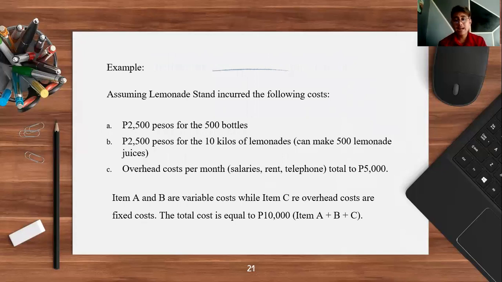So assuming the lemonade stand incurred the following costs. A, 2,500 pesos for the 500 bottles. B, 2,500 pesos for the 100 kilos of lemons, which you can make into 500 lemonade juices. Okay? C, overhead costs per month such as rent, salaries, telephone with a total amount of 5,000 pesos. So item A and item B are variable costs, while C, our overhead costs, are fixed costs. Okay, so the total cost is equal to 10,000 pesos, which is items A, B, and C.